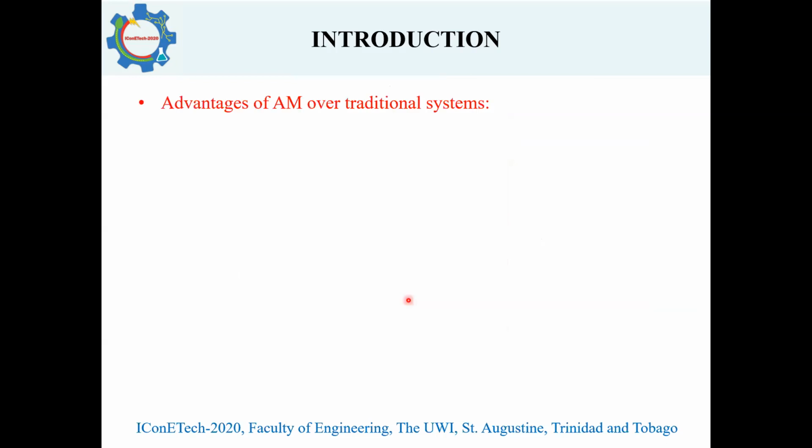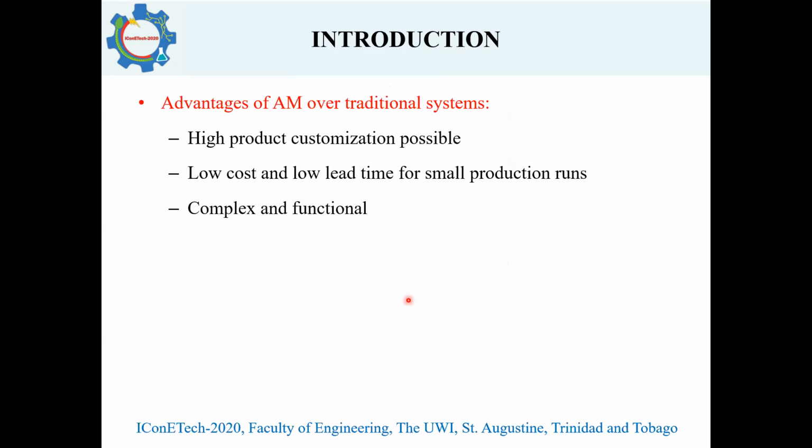Now, some of the advantages of additive manufacturing: you can have high customization. Because it doesn't depend on custom tooling or fixtures to make a part, you can create complex geometry very quickly. This makes it very suitable for high customization runs.